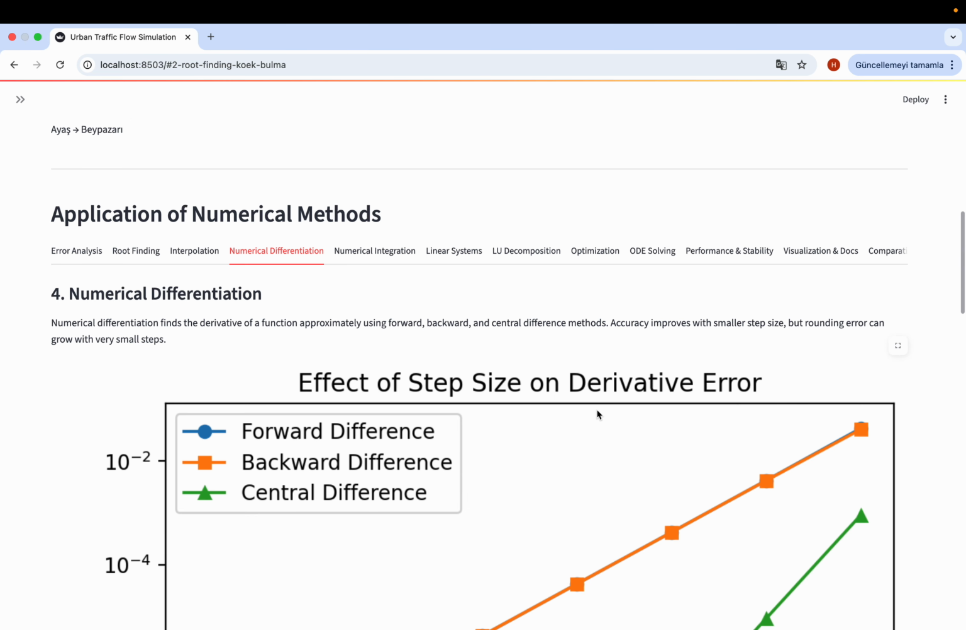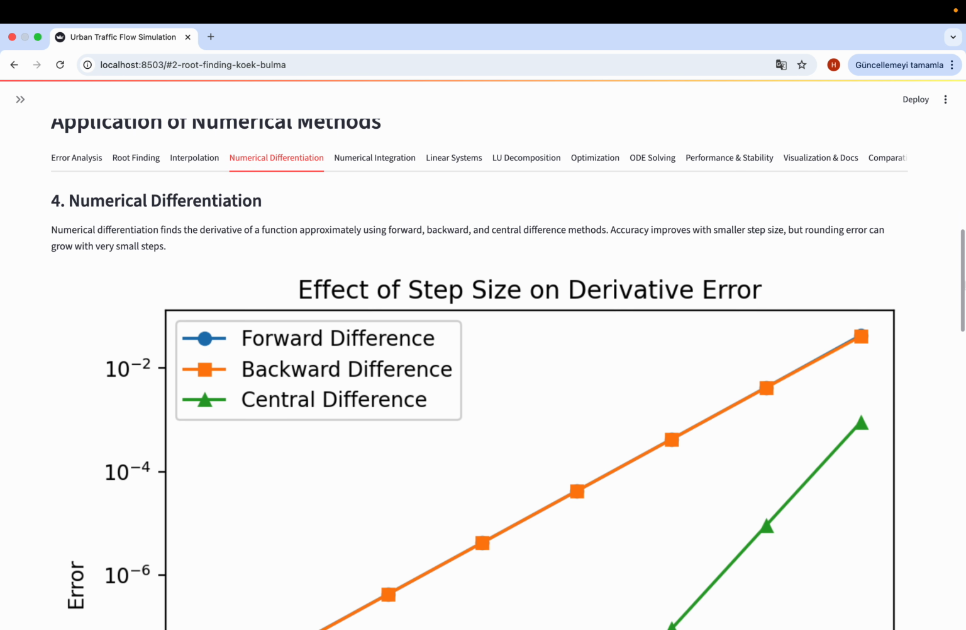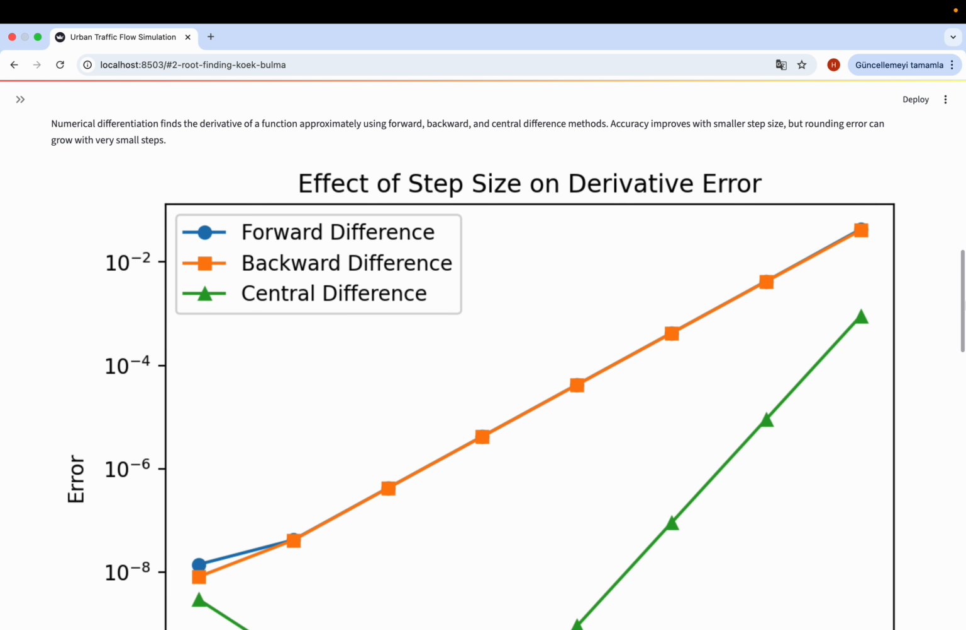Effect of step size on derivative error. Differentiation allows us to compute how fast something is changing. In our case, we used it to measure how quickly congestion is growing and the rate of increase in traffic density. We applied forward difference, backward difference, and central difference.